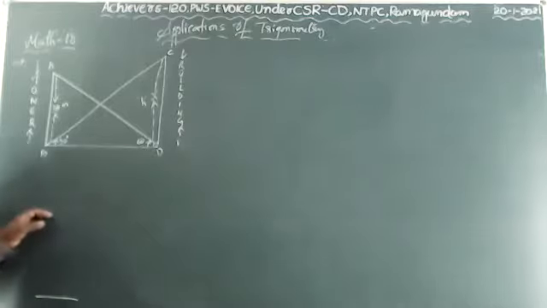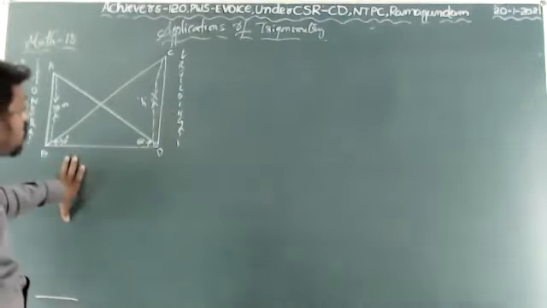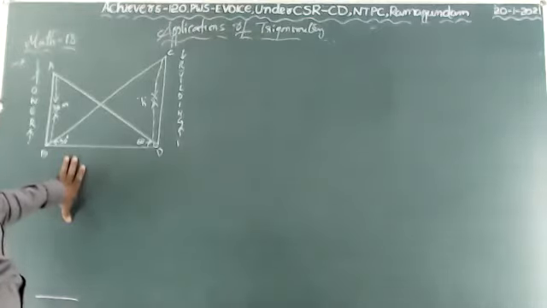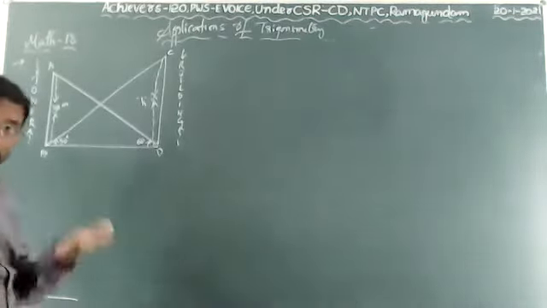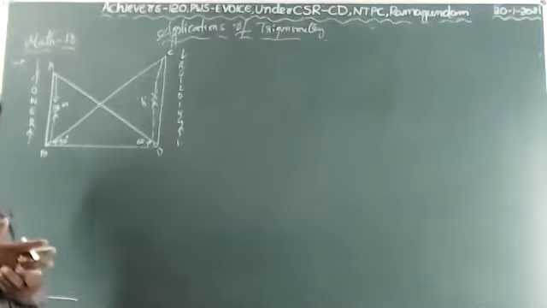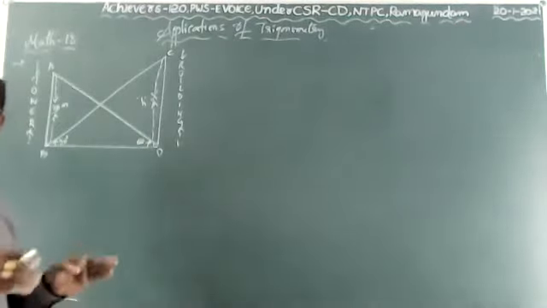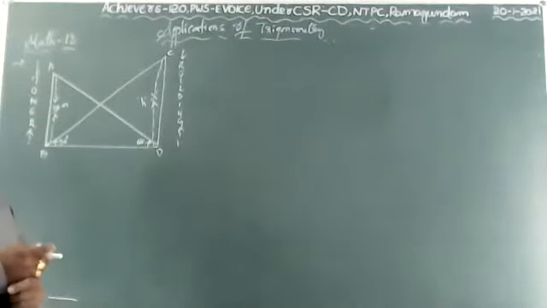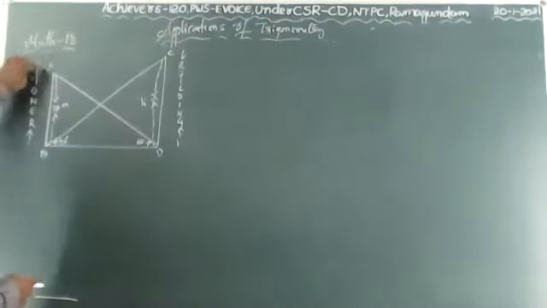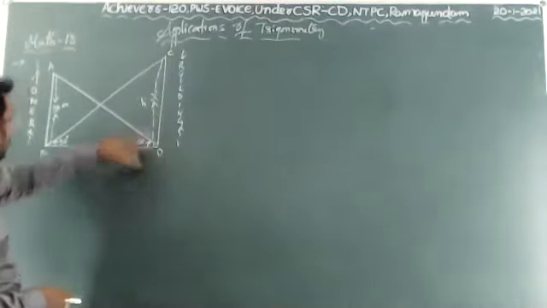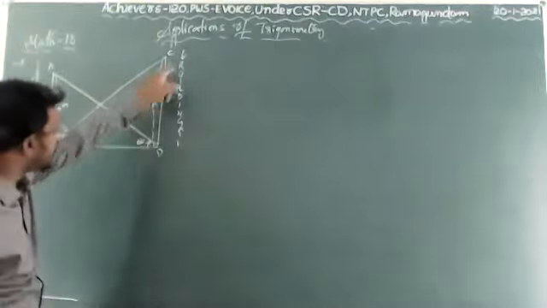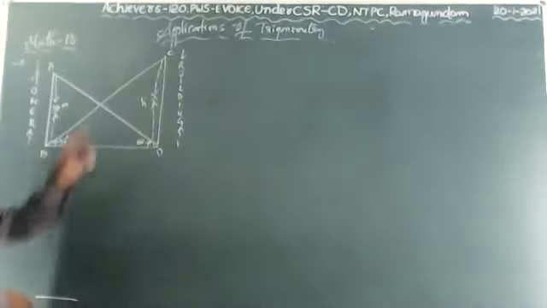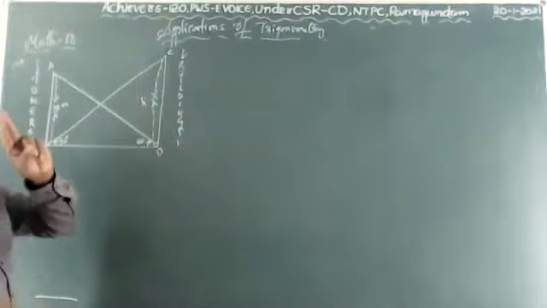Can you observe that? What is common in the figure? Actually, what are the two right triangles? First of all, let me see. Obviously, two right triangles will be there. One is ABD. Another one is CDB. Simple. Two right triangles.